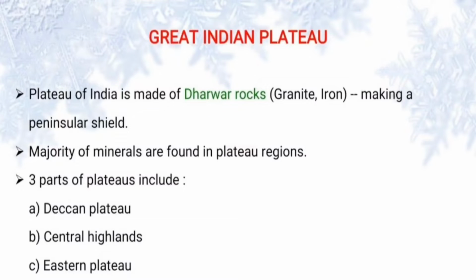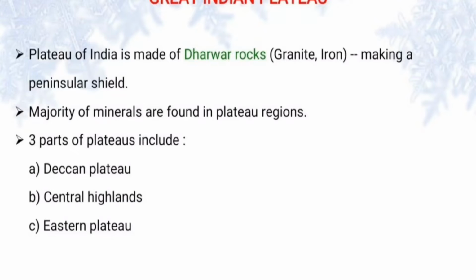Firstly, we'll take the Great Indian Plateau. The plateau of India is called the Peninsular Plateau because our southern side of India is in the shape of a peninsula. A peninsula has water on its 3 sides. This plateau of India is also made up of the Dharwar rock system. Dharwar rock system is the second strongest and the second oldest rock system of the world. Now you have to tell me which is the oldest rock system of the world.